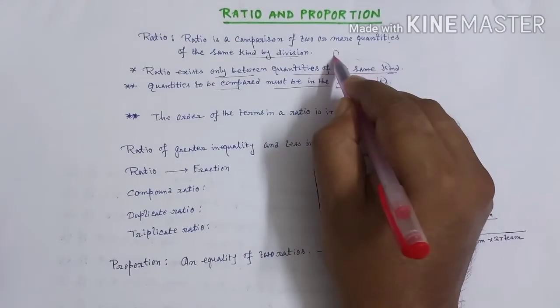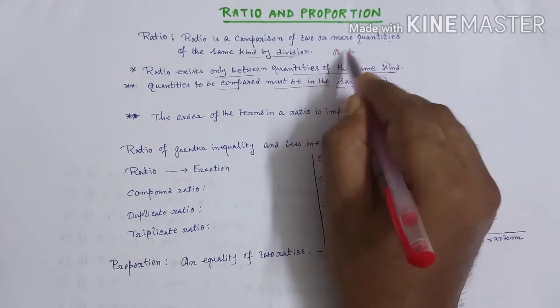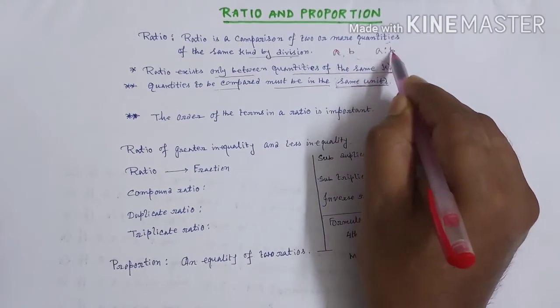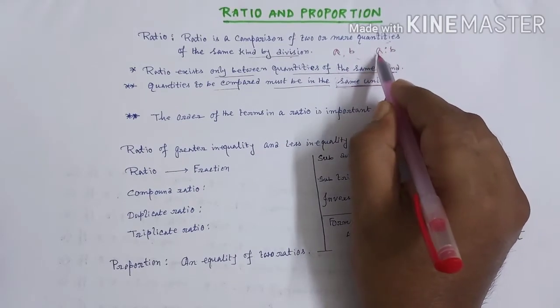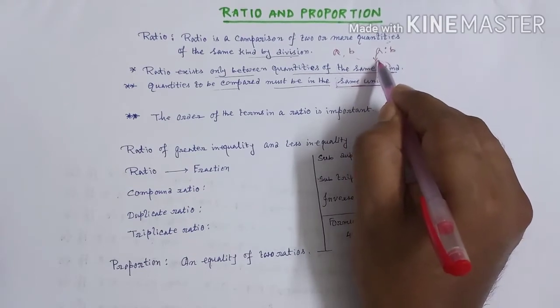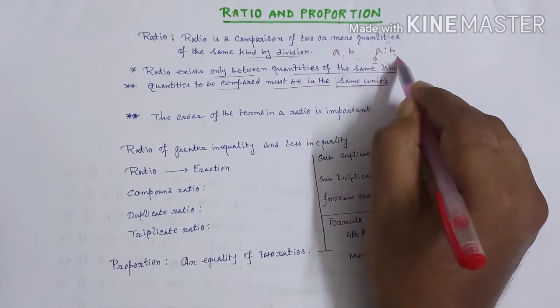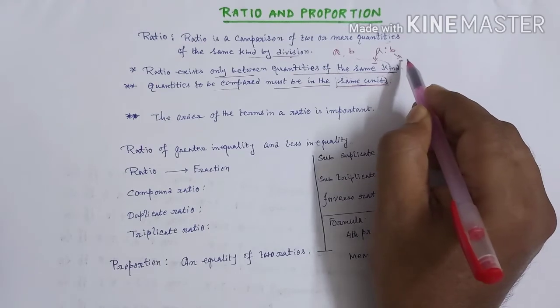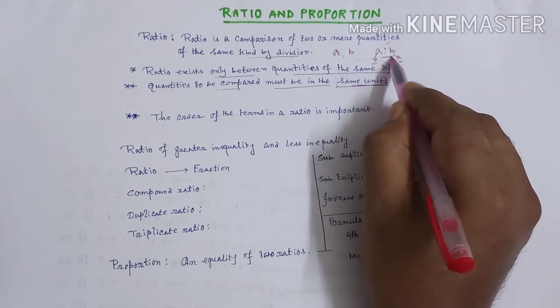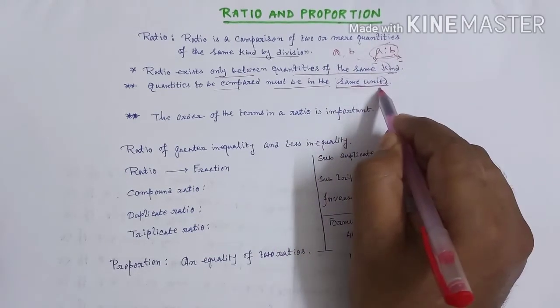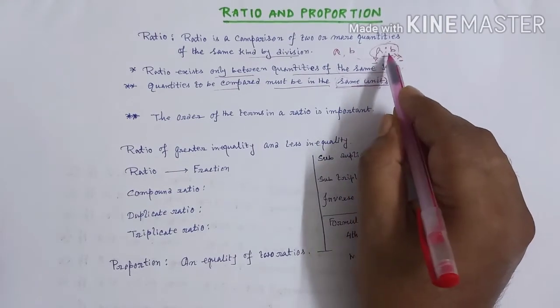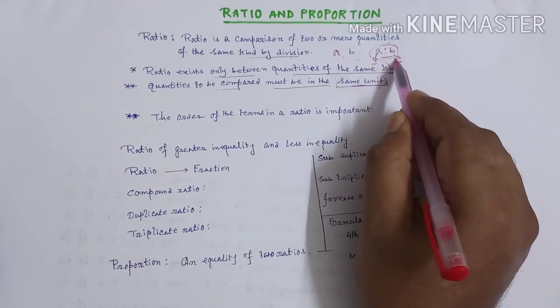Suppose A and B are quantities of the same kind, so the ratio of them is A is to B. Here A is called the antecedent or first term, and B is called the second term or consequent. A and B make a ratio because they are quantities of the same kind and have the same unit. If A or B are not quantities of the same kind, we cannot make a ratio.